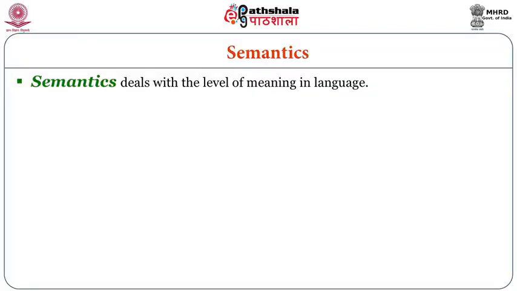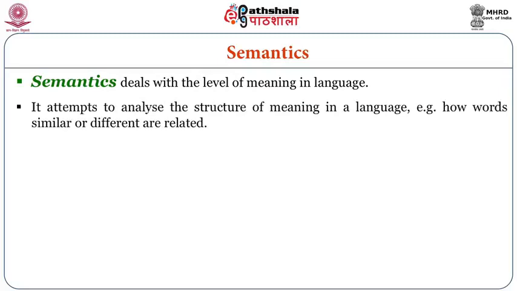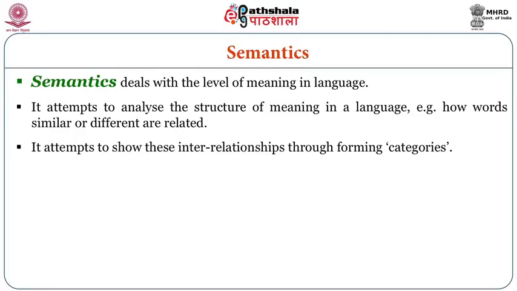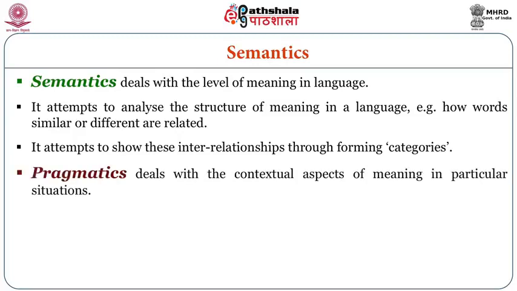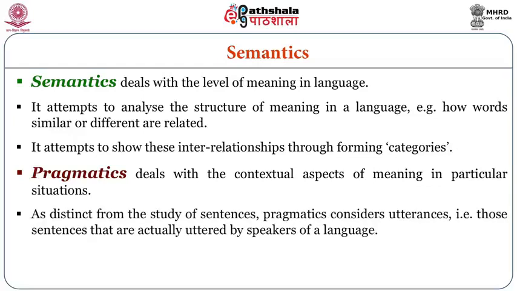We also know about semantics, that is related with meaning, how the meaning will be deciphered, how the meaning will be determined. It deals with the levels of meaning in a sentence in a language. It attempts to analyze the structure of meaning, how words similar or different are related, how to show their interrelationship through forming categories. Then we have pragmatics, that deals with the contextual aspect of meaning in a particular situation. As distinct from the study of sentences, pragmatics considers utterances, those sentences that are actually uttered by speakers of a language. Suppose the context is different, the word is same, the sentence is same, but the meaning will be different.